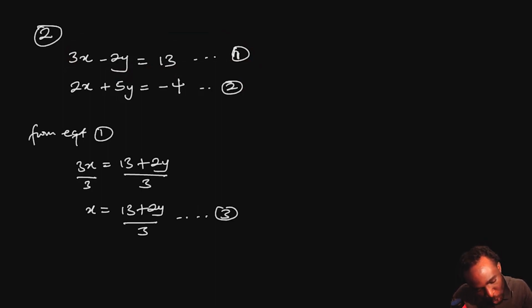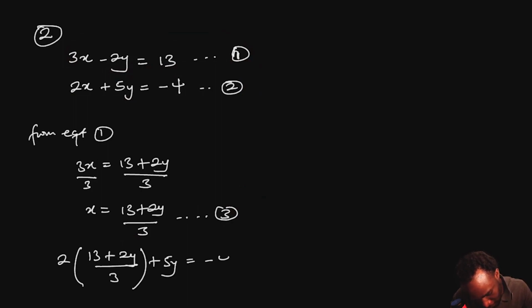What do you do next? You substitute this equation 3 into the next equation, in our case equation 2. And what do we get? We get 2 times the value of x, which is 13 plus 2y all over 3, plus 5y is equal to minus 4.